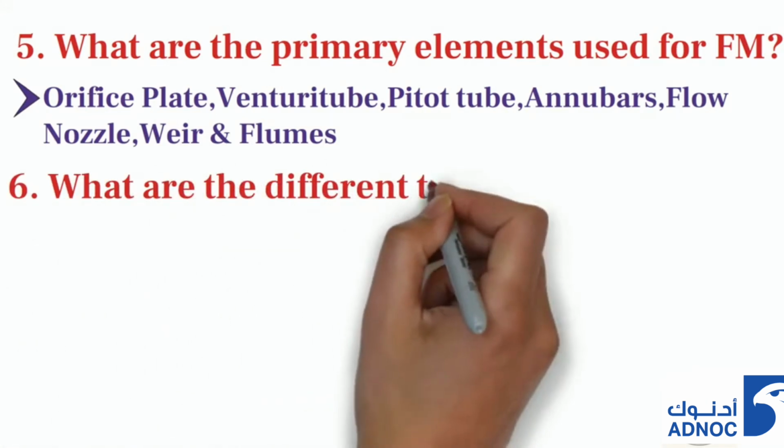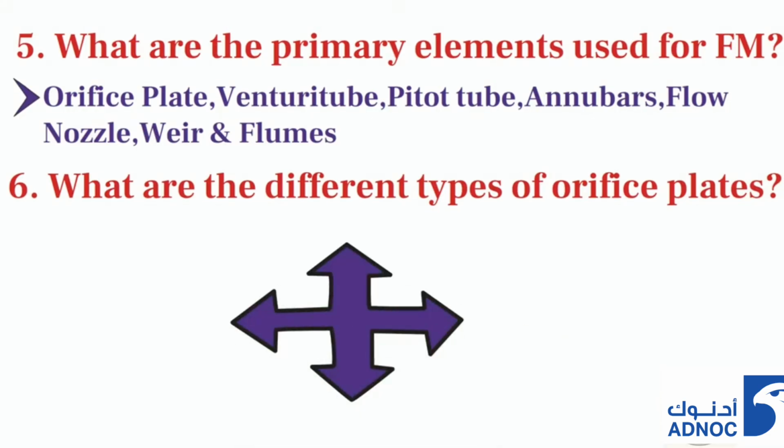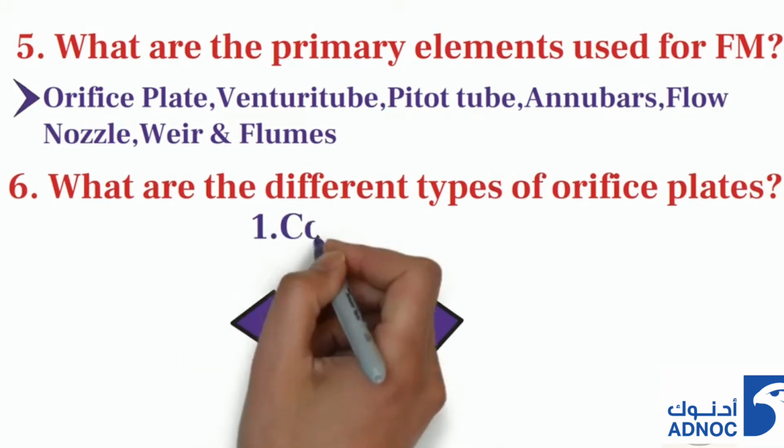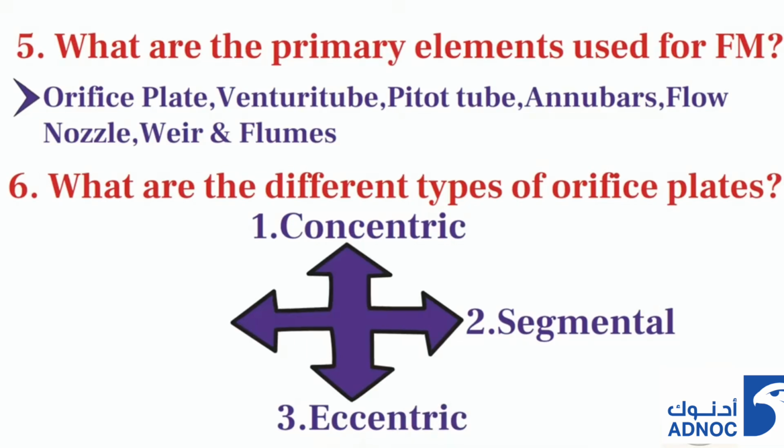Sixth question is, what are the different types of orifice plates? There are 4 different types of orifice plate. First type is concentric. Second type is segmental. Third type is eccentric. And fourth type is quadrant edge.